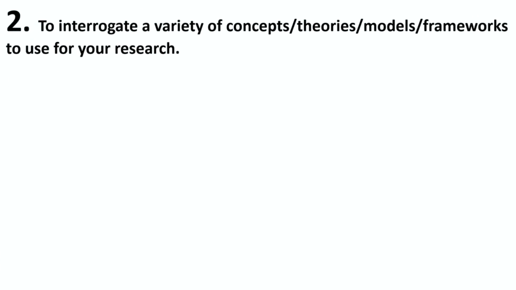The second aim is to find a suitable theoretical framework or a suitable model or a suitable theory or suitable concept to use for your research. In this situation, you do not know which framework or which model to use for your research. You find that reading the literature, you find 2, 3, or 5 different frameworks or models to choose from. You are spoiled for choice. So you want to assess several different models or several different frameworks to see which is best for you.